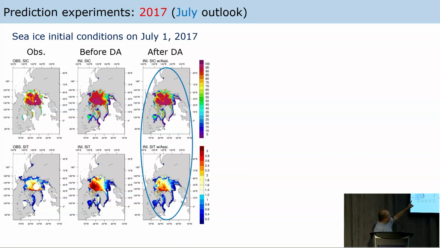Now let's take a look at our prediction experiment. First, the July outlook for 2017. This is the sea ice initial condition. After data assimilation, you see the spatial distribution of ice concentration and thickness are comparable to the observation, in this column, compared to the no data assimilation case.